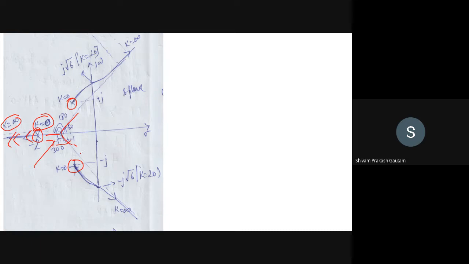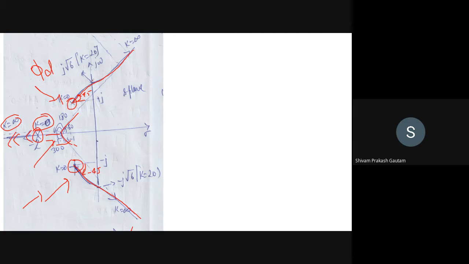Now since we have complex conjugate poles, we have to calculate the angle of departure. You can calculate the angle of departure for this pole, and for the bottom pole it will be just the mirror image. Having calculated it, the angle of departure comes out to be 45 degrees. Similarly, for the bottom it will be minus 45 degrees. It will start from here and terminate at infinity along the asymptotes.